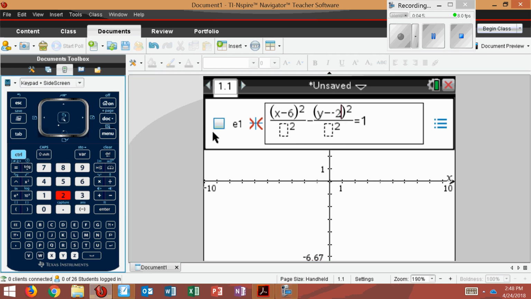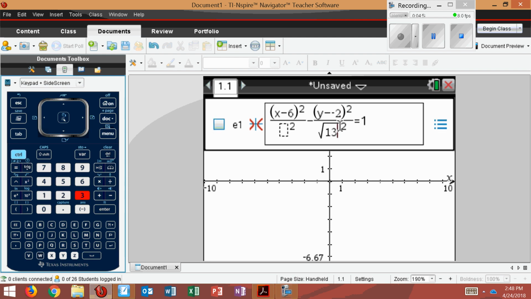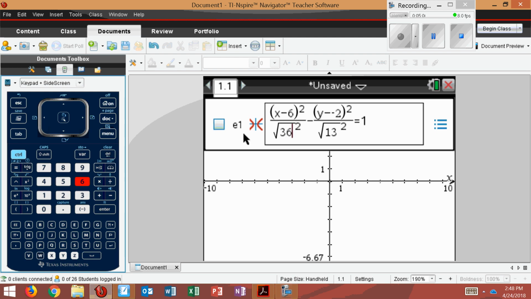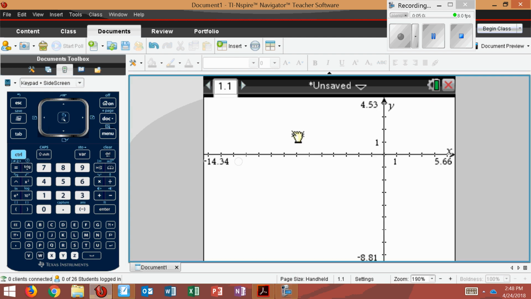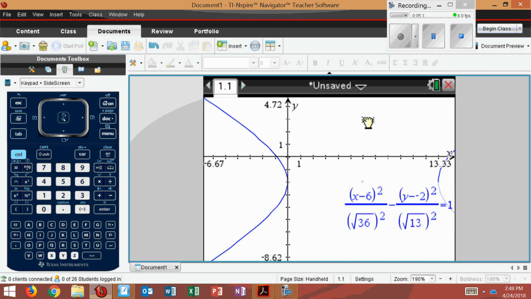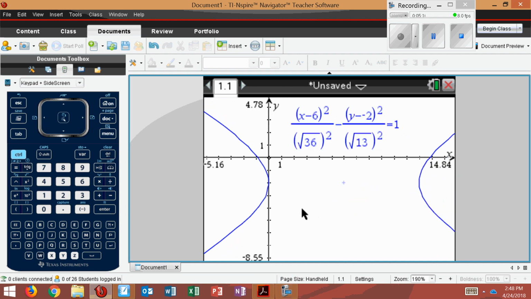Now, beneath the values, instead of having a 13, we can put in the square root of 13. That way, the square root and the square will cancel each other out. And then over here, I want to put the square root of 36. You could just put in 6 squared, because it's the same number, but I just like keeping it exact. And now we look at our picture, and here's what their picture looks like, and we need to test some things.